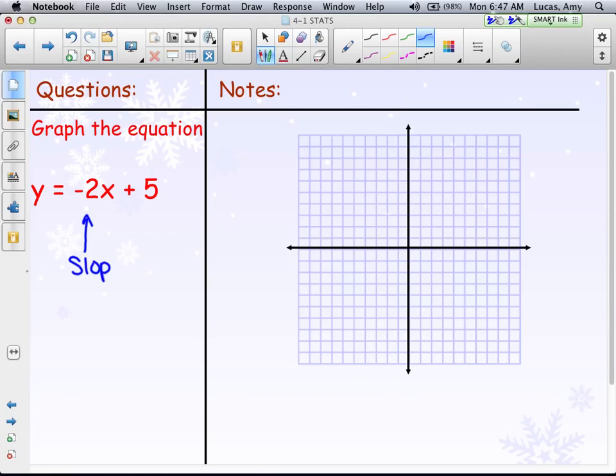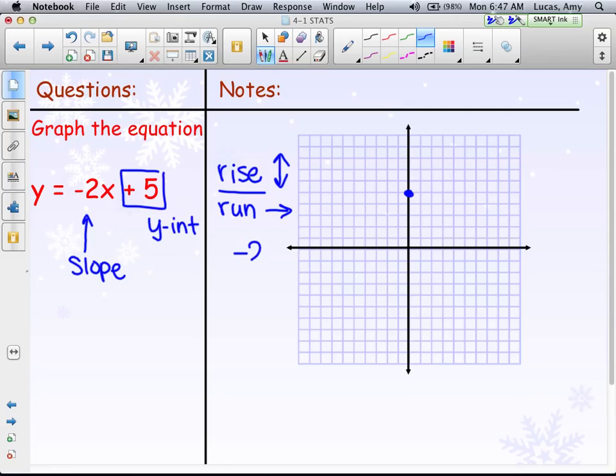My slope is -2, and +5 is my y-intercept. So I start out at +5, right here. My slope, rise over run. My slope is -2, so I'm going to put a 1 under it. So my rise is -2, I'm going to go down 2, and my run is 1 over 1 to the right. Down 2 for my -2, over 1 to the right. And then draw my line, put both arrows on.